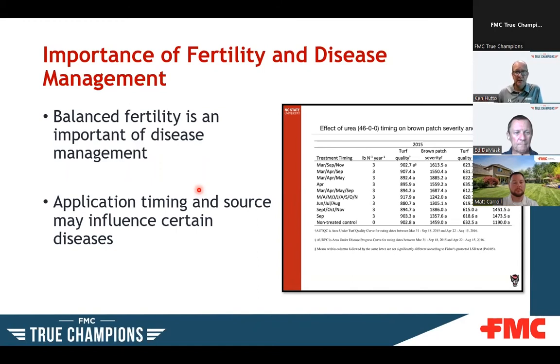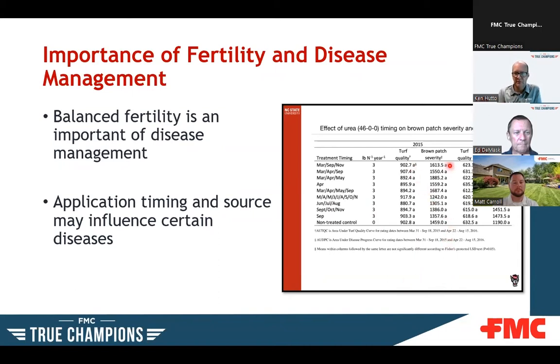But nowadays, what the research is demonstrating, and this is what we're seeing here on the right side, is research out of NC State University. With these newer cultivars, you're not seeing as drastic of an effect on brown patch in tall fescue as it's being fertilized throughout the summer.